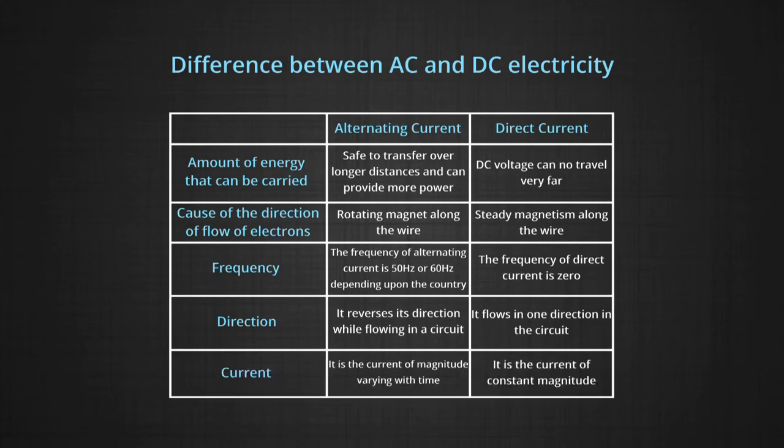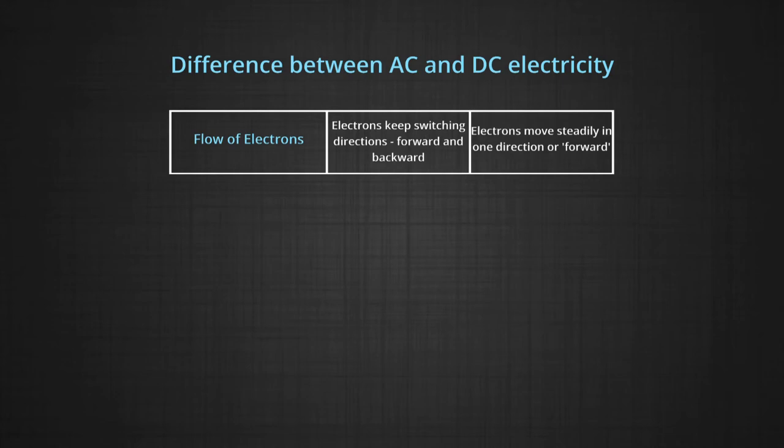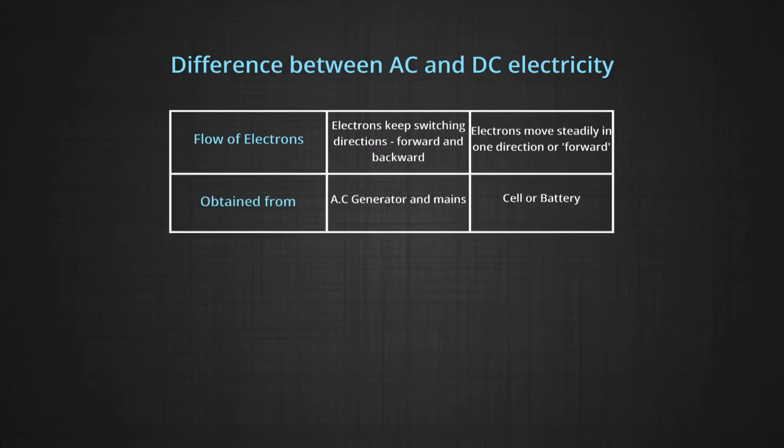If we talk about the current, the magnitude of the current varies with time for AC, and in case of DC, it remains constant. The flow of electrons for AC is bidirectional, that is forward and backward, and in case of DC, it is steady or unidirectional, only forward. If we talk about how we obtain them, for AC we have an AC source, generator or mains, and in case of DC we have a cell or battery.